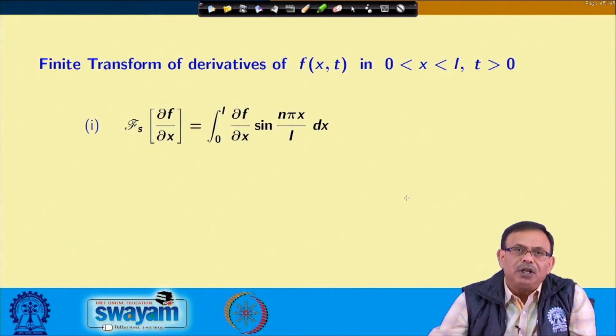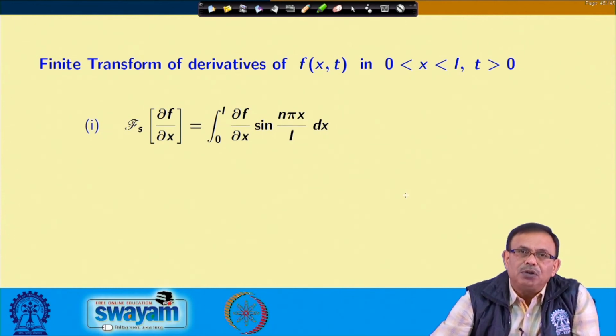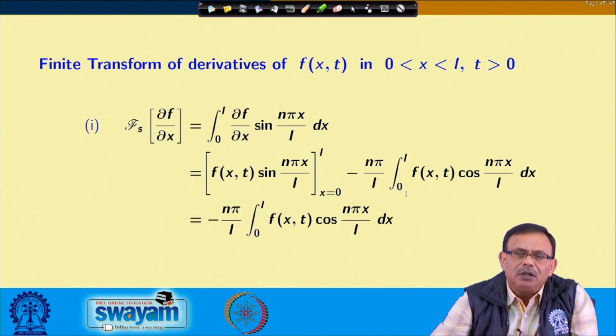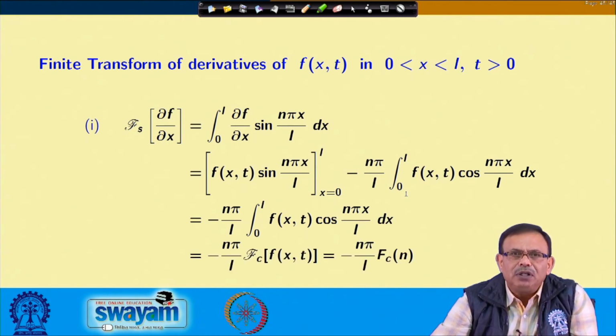if I see here, the Fourier sine transform of ∂f/∂x equals the integral from 0 to L of ∂f/∂x sin(nπx/L). If I use integration by parts, I will get two terms. The first term will vanish when we put the limits 0 and L. So you will have only this thing, and this integral is nothing but the finite Fourier cosine transform of f(x,t). We are writing this ultimately as minus nπ/L times the finite Fourier cosine transform of f(x,t).